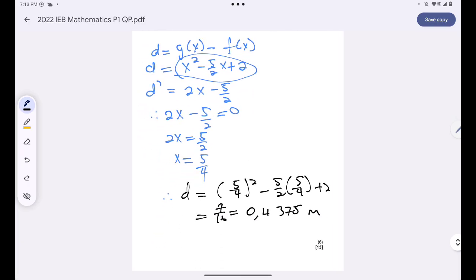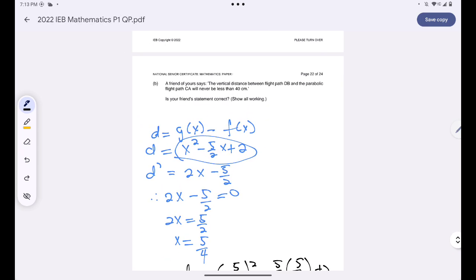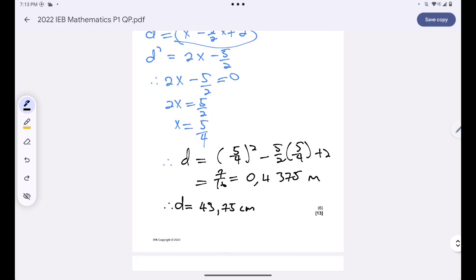I must just convert this into centimeters. So therefore, the minimum distance will be 43.75 centimeters. A friend of yours says the vertical distance between the flight paths will never be less than 40 centimeters. My friend was correct. Why am I saying that? Because the minimum distance between the two flight paths is 43.75, and the minimum distance will never be less than 40. So she was correct.